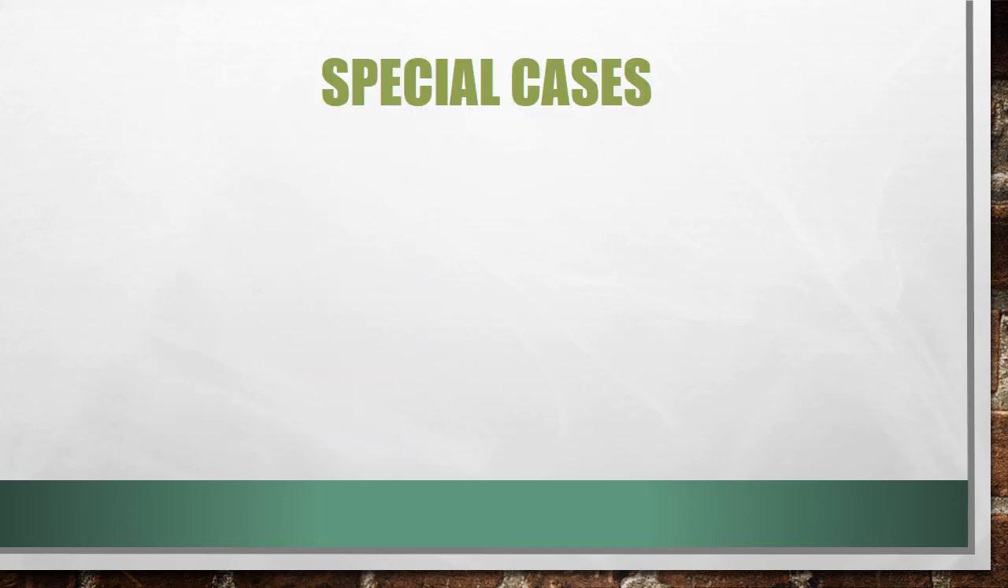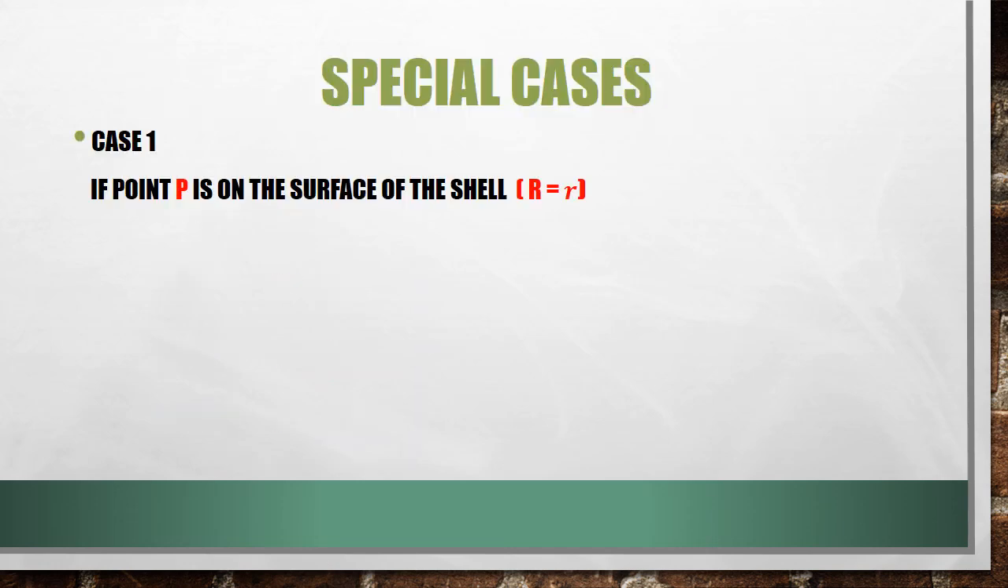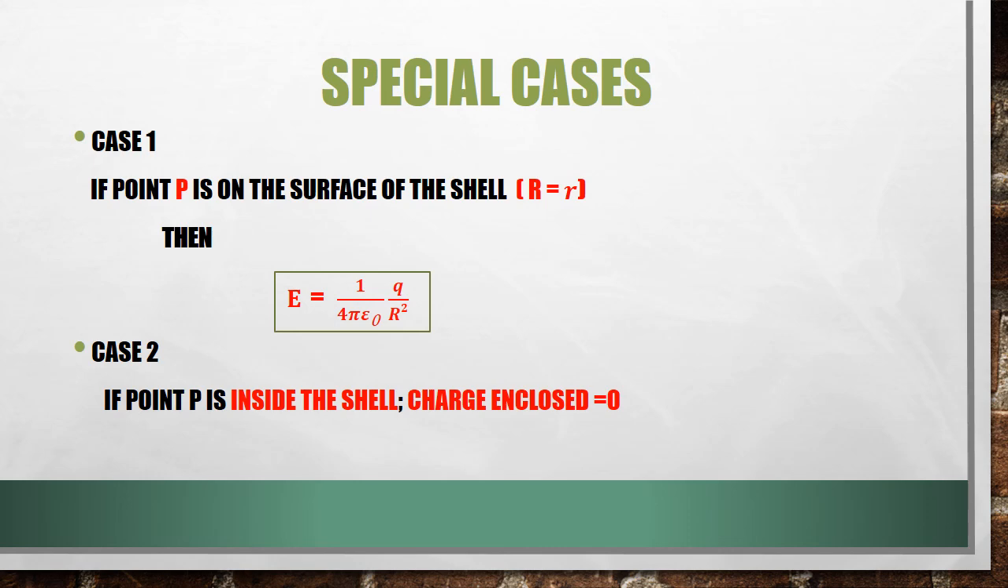Special cases. Case 1. If the point P is on the surface of the spherical shell, capital R is equal to small r. Therefore, E equals 1 by 4 pi epsilon 0 into q by r squared. Case 2. If the point P is inside the spherical shell, charge enclosed is equal to 0. Therefore, the intensity of electric field inside the charged spherical shell is 0.